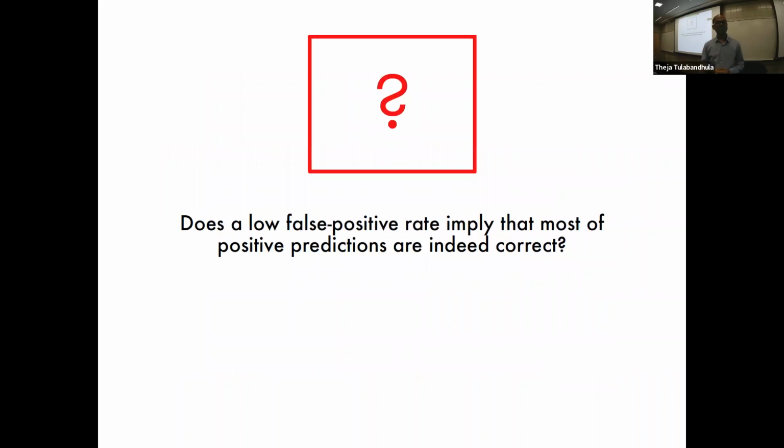Here we're just asking some questions, like: does a low false positive rate imply that most positive predictions are indeed correct? That's not true. We know that the false positive rate being small doesn't say anything about the y-axis.